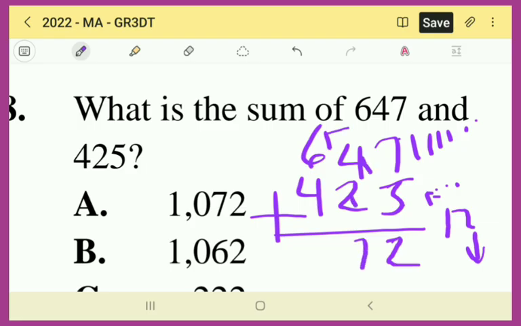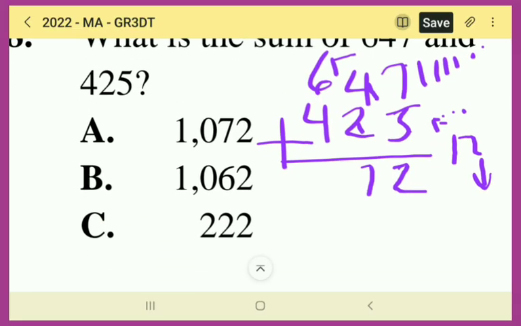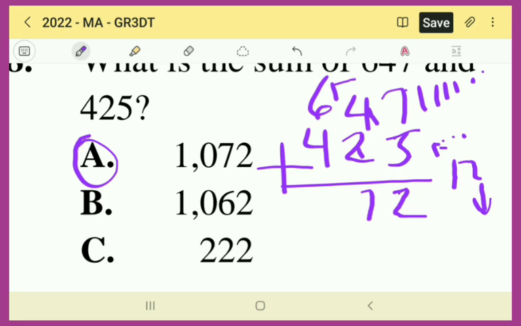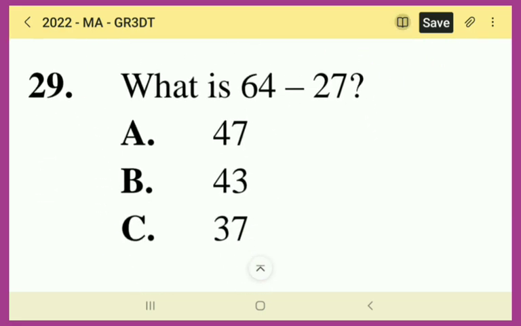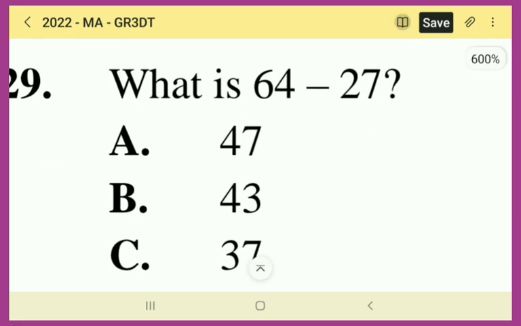We're looking for a 72. All right. Do you see a 72? Let's scroll up to see. Yes, there's a 72. So we know the answer is A. Moving on. Remember, once you've identified your answer, you grab and you run. You don't need to work the whole thing out.